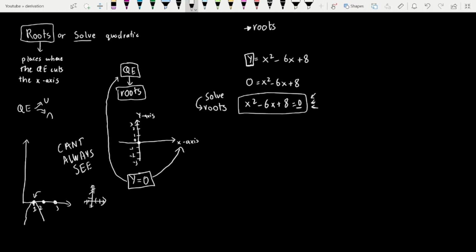Because the roots are at the x-axis, and we know that at the x-axis the y value has to be equal to 0. So you need to get your equation into this form, equals to 0. You need to get it into this form before you can go ahead and find the roots, or before you can solve your equation. This is the first step that you need to do.